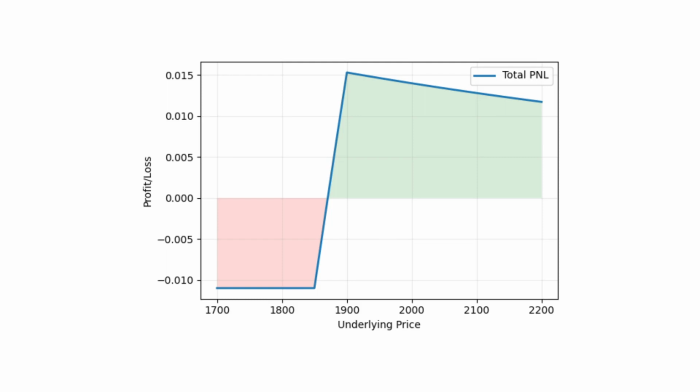For values between 1,850 and 1,900, the profit increases, until peaking at the $1,900 strike. You'll also notice that the profit measured in ETH starts to decrease again slightly as the underlying price moves higher.